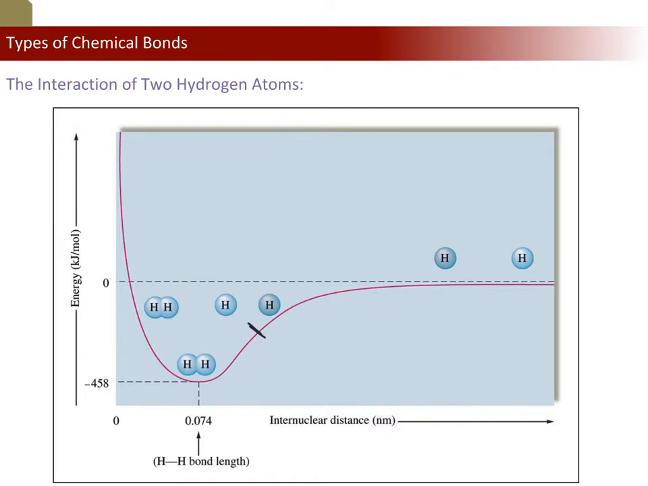So there's an issue of being too close together, and there's an issue of being too far apart. And it's kind of the Goldilocks. Not too hot, not too cold, but just the right distance apart. And we know that a bond forms only when it's at its most stable or lowest energy state.